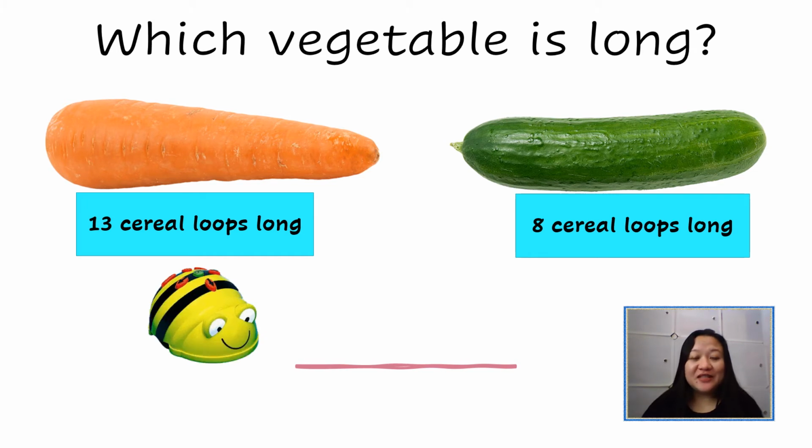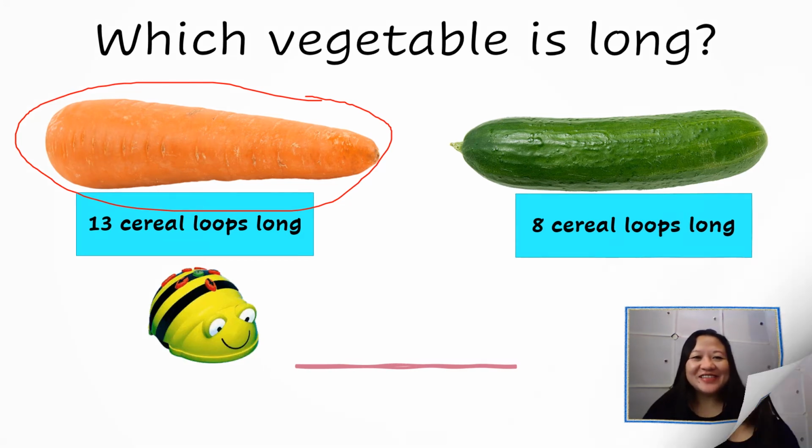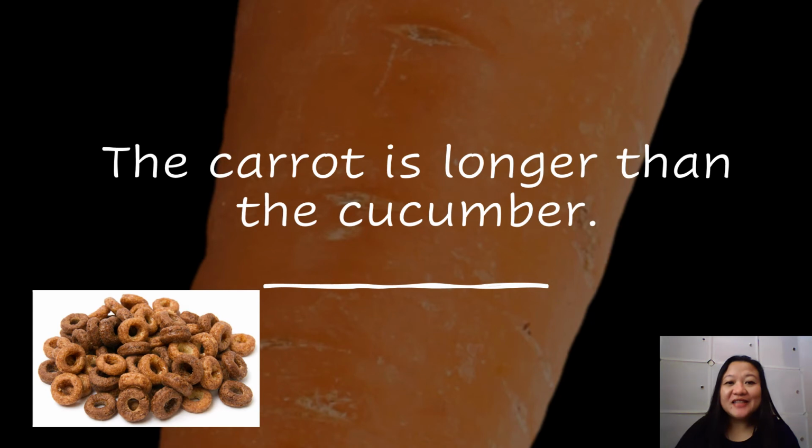So which one is longer? It's the carrot. So which vegetable is longer? It's the carrot. Good job. Using non-standard units to measure, which is the cereal in our activity, we are able to compare the length of two vegetables. That is non-standard measurement. We use non-standard unit to measure an object.